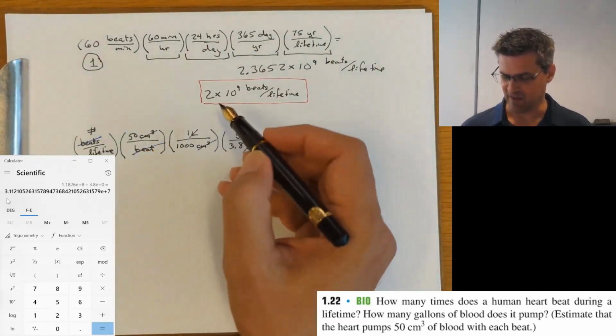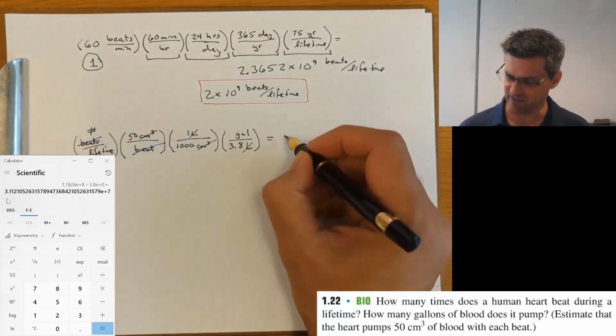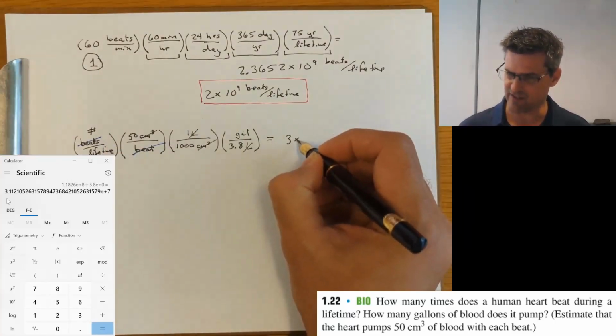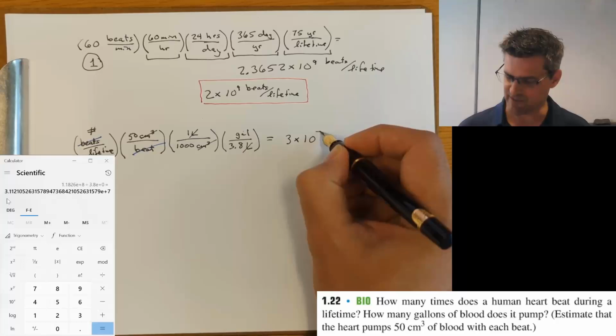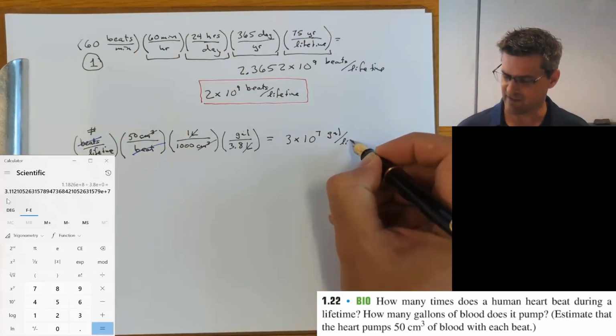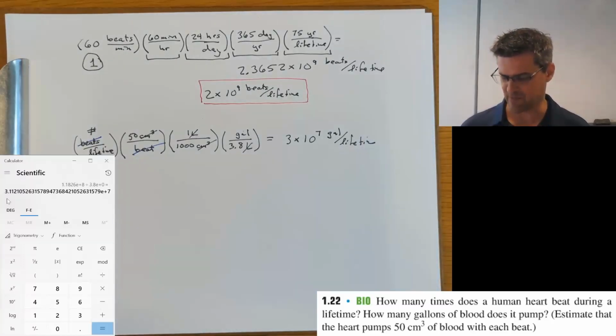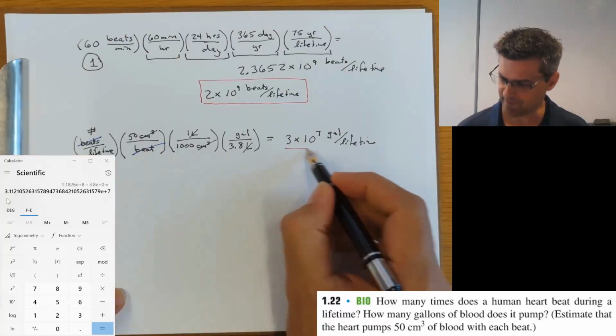But again, our best estimate here was one significant digit. So this is 3 times 10 to the 7 gallons per lifetime. That's what we actually measure for a problem like this. Okay.